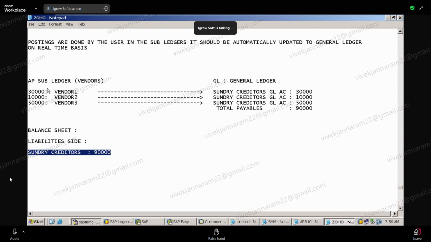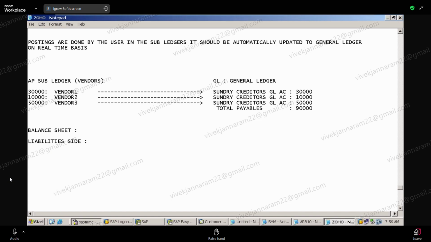Suppose this is not there, how would my balance sheet look? Very bad, no? Vendor 1, vendor 2, 30,000 vendor, then it is not a sheet, it is a book. See how we are simplifying? We are taking all those balances, so we get only one line. That is the simplification of the accounts.